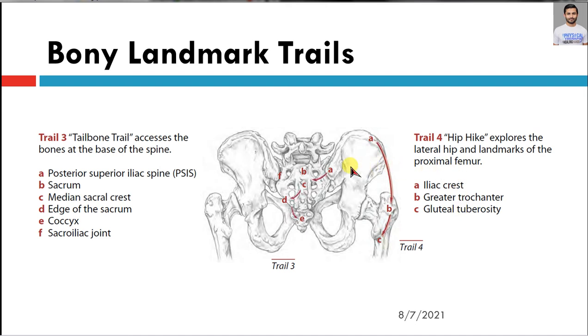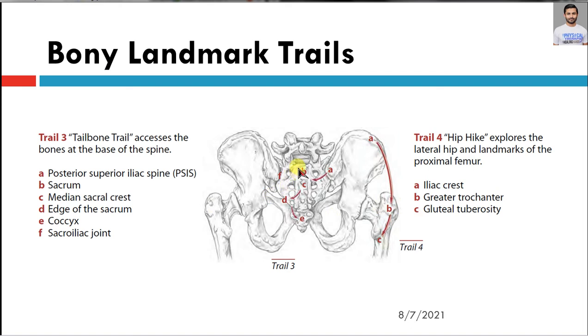This is the posterior view, and in the posterior view they want you to look for the tailbone. In the tailbone, I told you the PSIS is in alignment with the S2. You can find the S1 process of the sacrum. You can also find the posterior superior iliac spine.